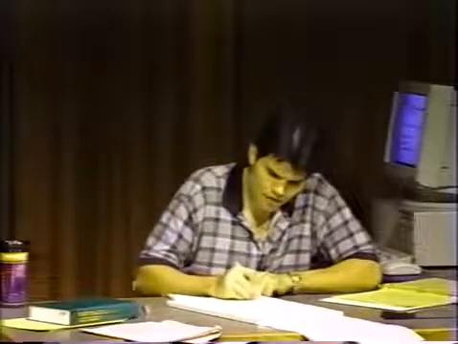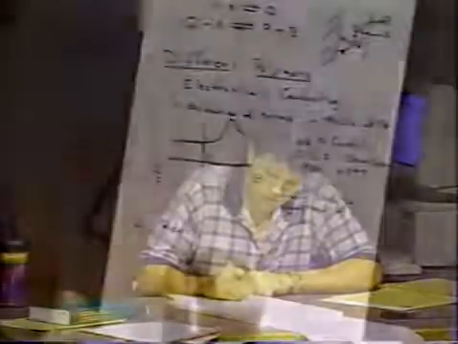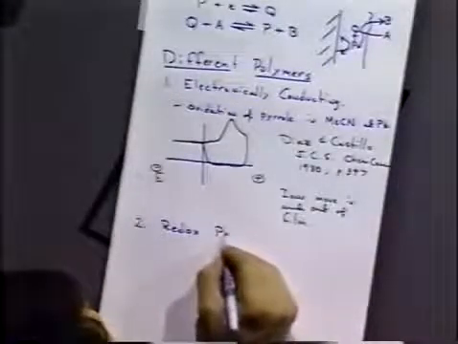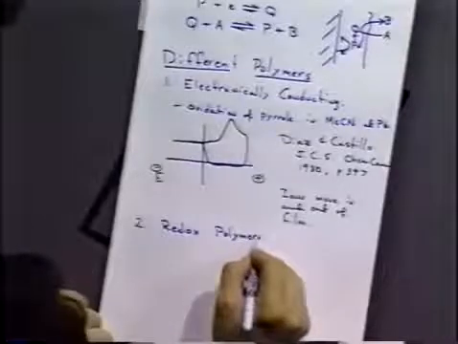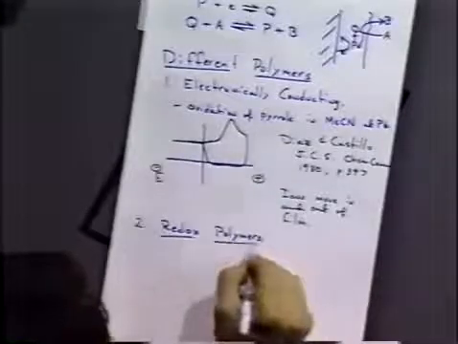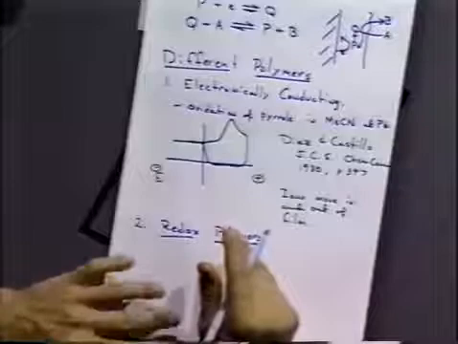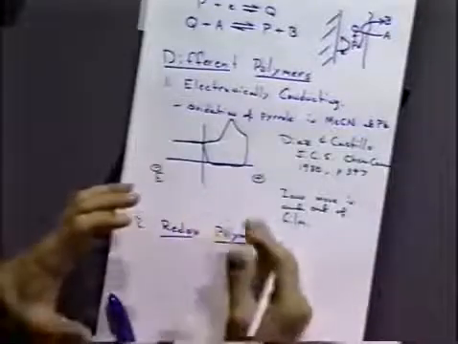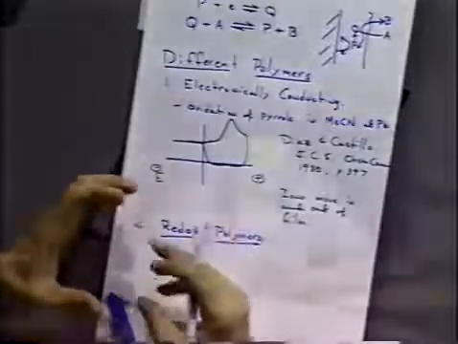What about another type of polymer that's similar to this but not exactly the same? They're called redox polymers. In this case, the polymer backbone itself does not have this extensive conjugation incorporated into it, but the polymer has in it oxidizable and reducible species that allow the entire film, a large quantity of material in the film, to become oxidized or reduced.